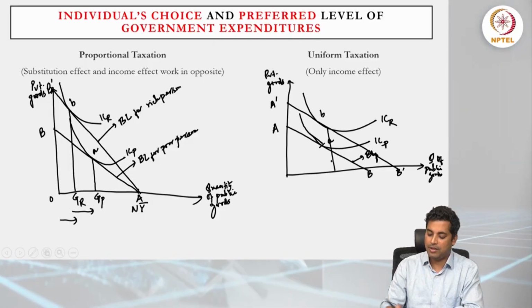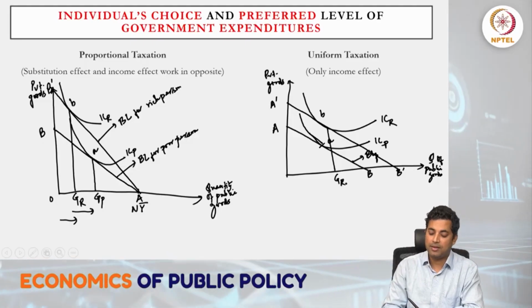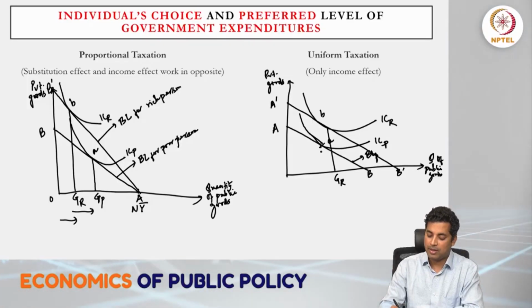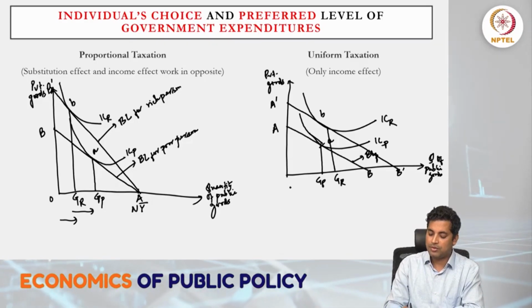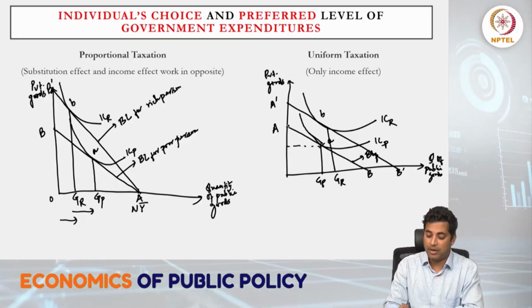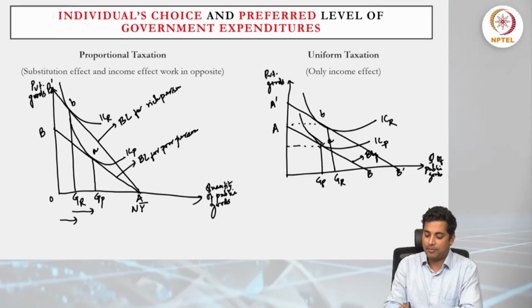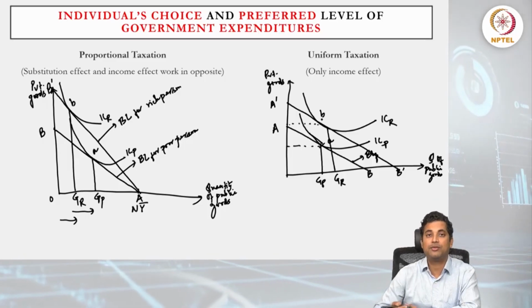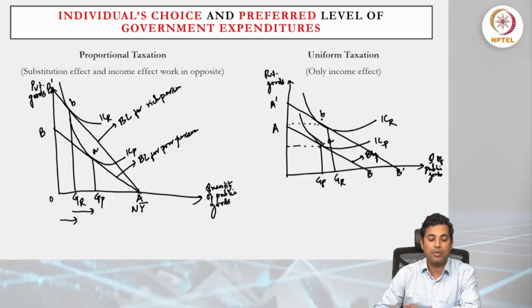So we see here the rich person's consumption of the public goods and the poor person's consumption of the public goods. So it is basically in a very uniform way, and we can see there is an impact of the income effect only. There is no substitution effect and income effect working together.